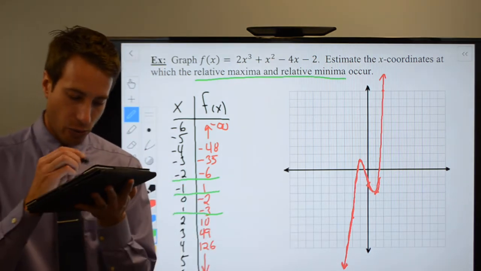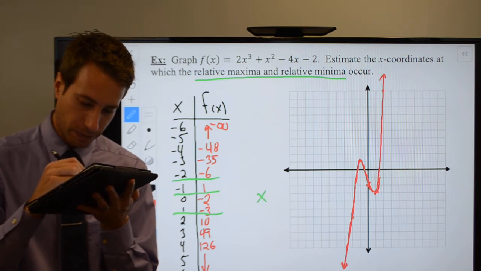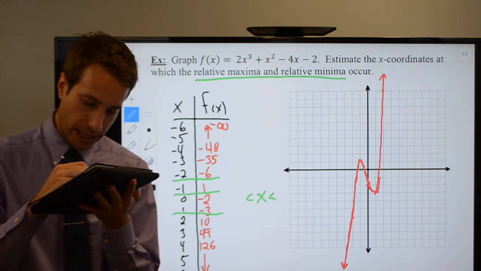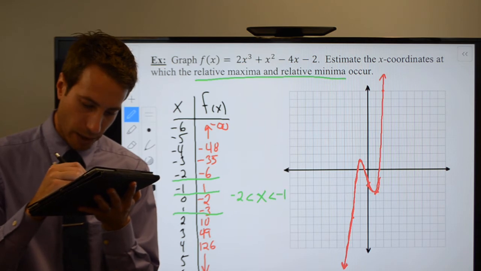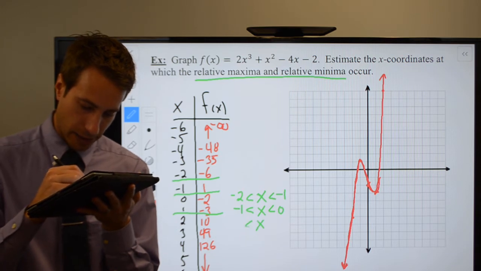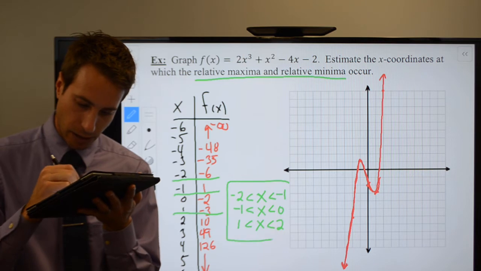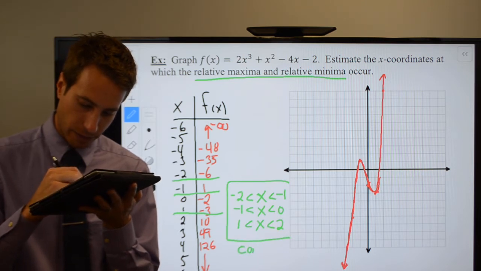So let's go ahead and write my consecutive integers. I'm going to have a 0 between negative 2 and negative 1. I'm going to have a 0 between negative 1 and 0. And I'm going to have a 0 between 1 and 2. So these are my consecutive integers.